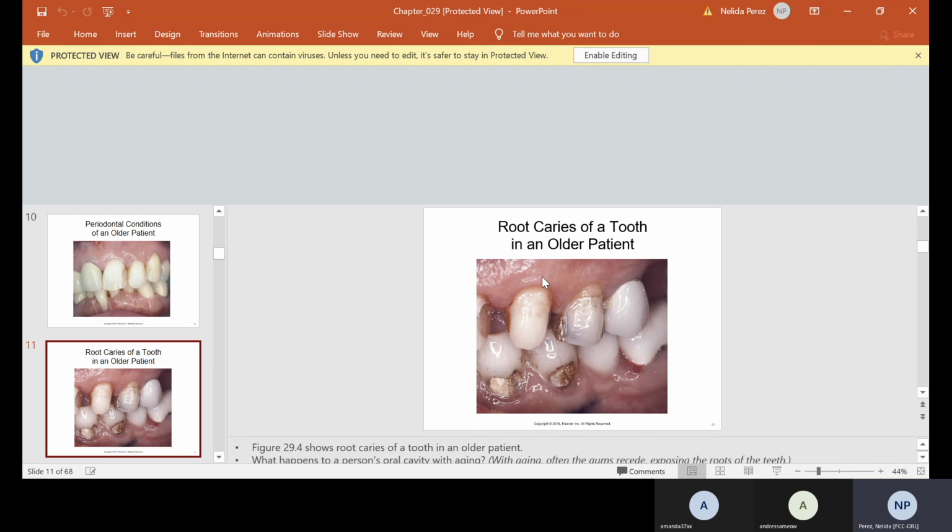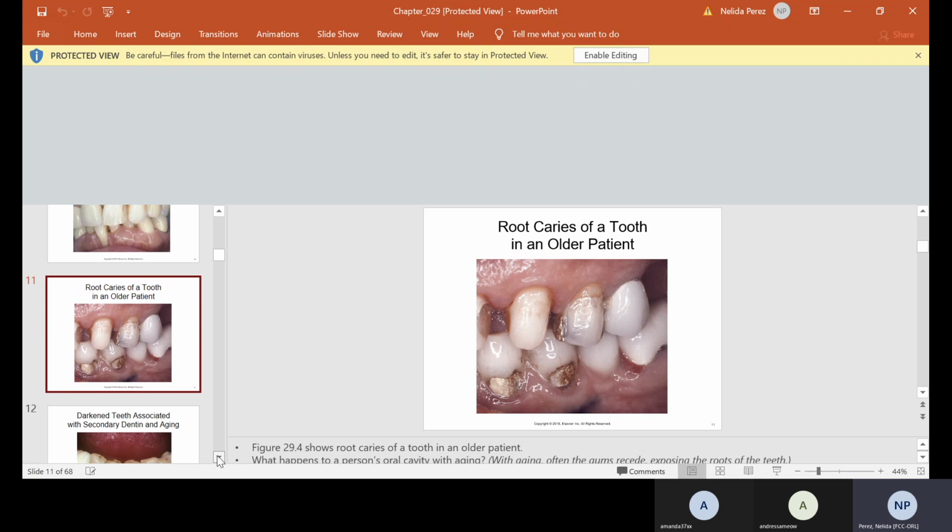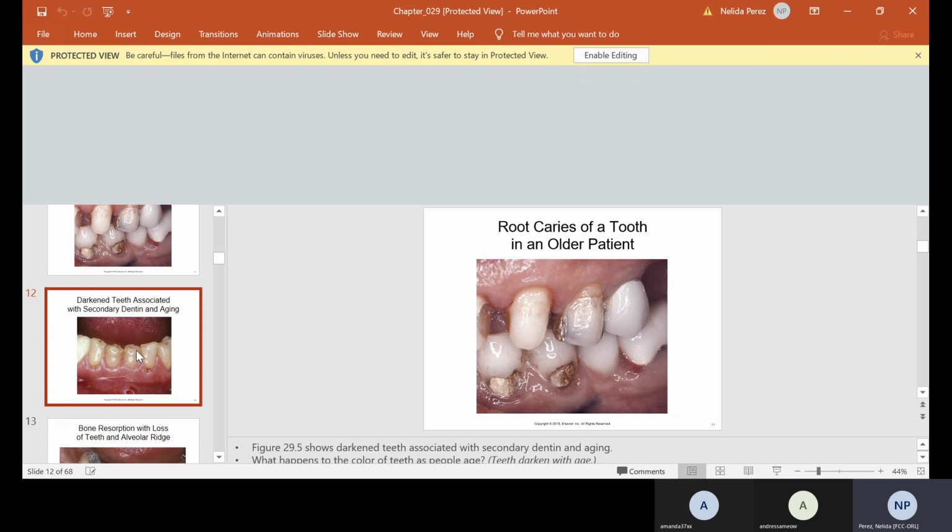This here shows root caries of a tooth in an older patient. So right at the gum line, which is the root, there's caries forming. Now, back in the days, they used to do a lot of these type of fillings, which are called buccal gold foil fillings. We try not to do these fillings anymore. Basically, if they have root caries, we fill them in with composite, which is more aesthetically pleasing.